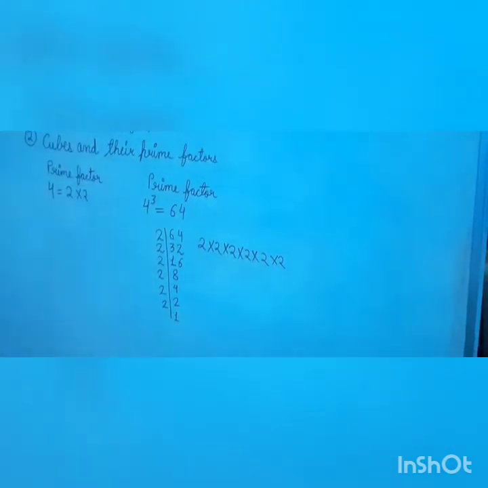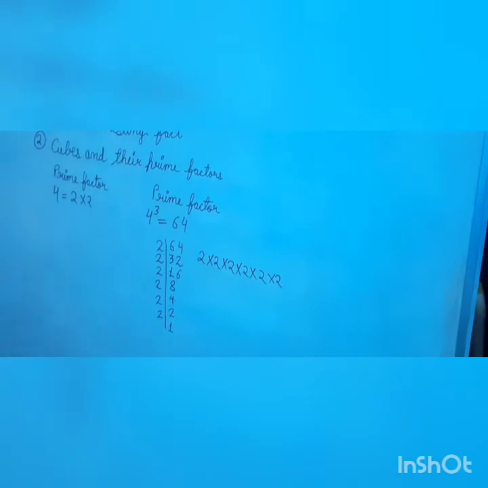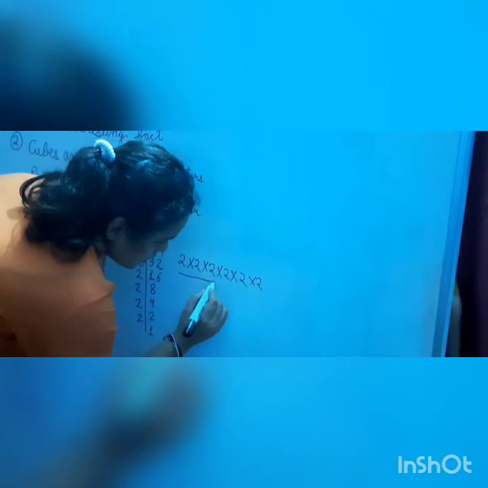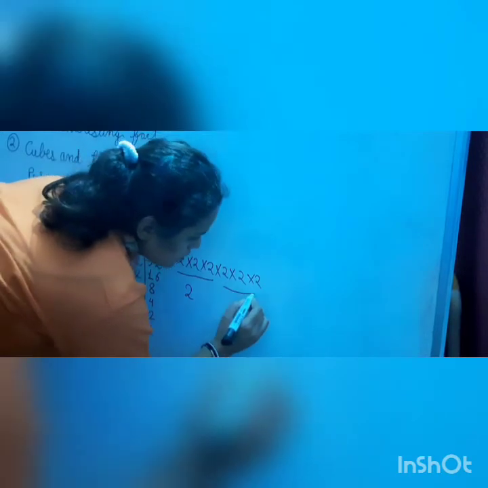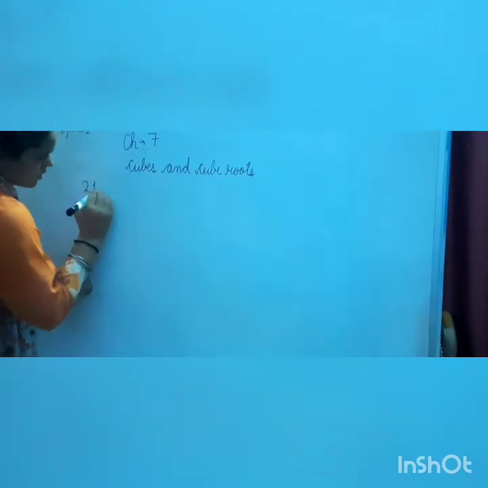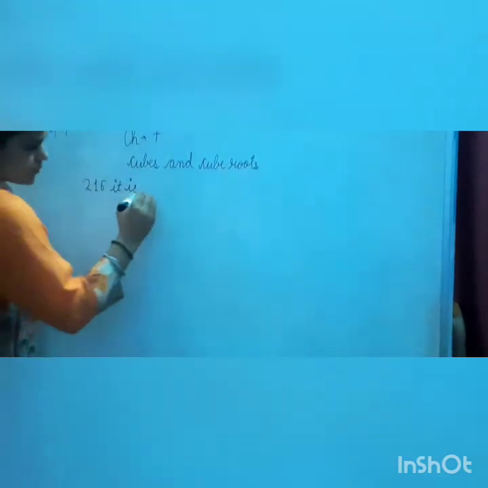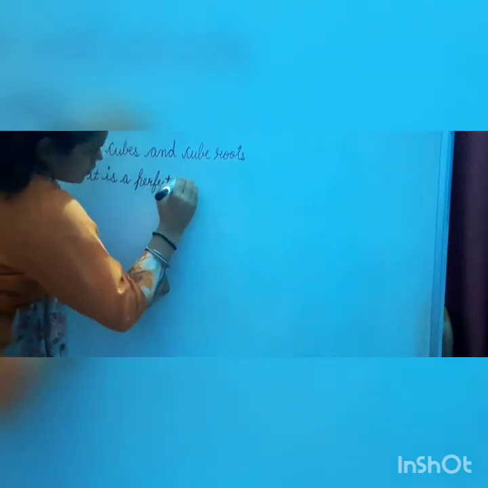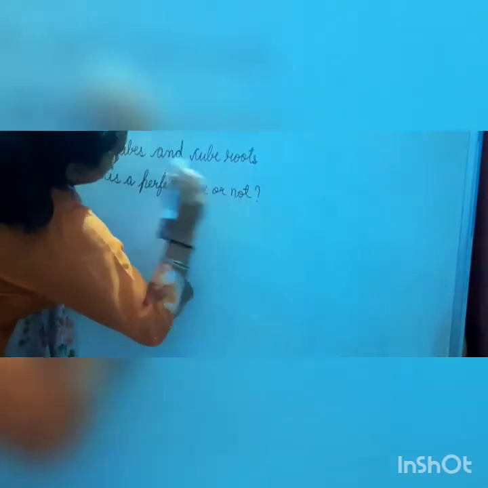Now you can make a pair, but you have to make a cube. Okay, 1 2 3. I will write like this, 2 and 1 2 3. It means 2. Suppose there is a number 216. Is it a perfect cube or not? How will you find it?